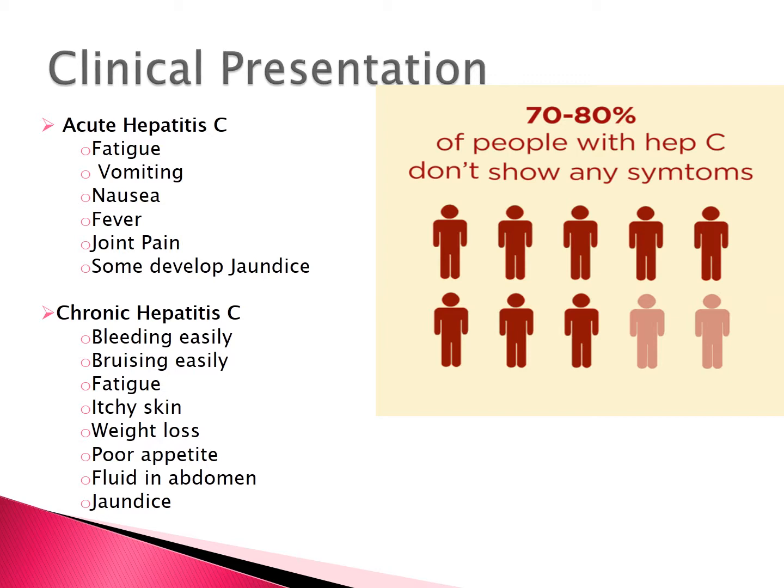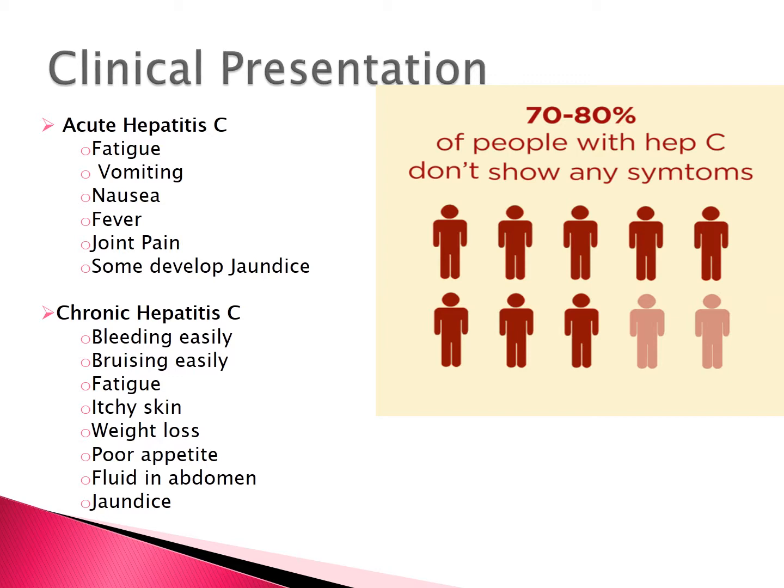Chronic hepatitis C is a long-term illness that occurs when the virus has remained in the person's body. Chronic Hep C can last a lifetime and cause severe liver issues such as cirrhosis and liver cancer. Both forms of hepatitis C have symptoms, but 70 to 80% of people with hepatitis C don't show any symptoms.